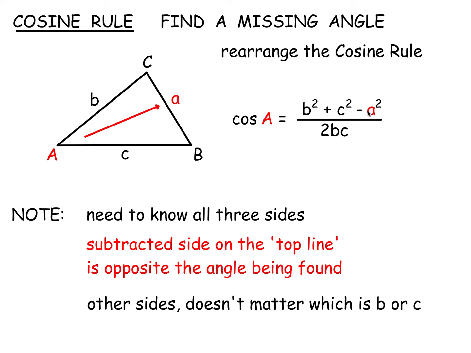Now this minus a squared is important because side A here is being squared and it's opposite angle A. So you've got to make sure when you use this form that the minus side squared here is the side opposite the angle you're trying to find. So you need to know A, B and C. You need to know all three sides, but the minus a squared is the bit you've got to be careful with. The B and the C doesn't matter which is which. They're being squared and added in the top and they're being multiplied in the bottom.